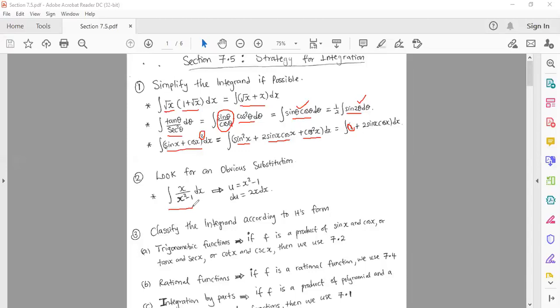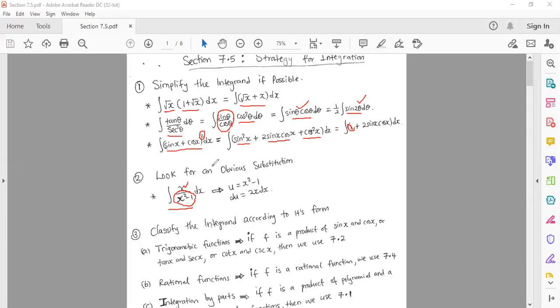Is this a trigonometric integral? Is this a trig substitution? You need to think of a U substitution first. Obviously, if I look at this, if I differentiate this bottom piece here, I get 2x. And there's an x here at the top, which is going to cancel with that derivative. Therefore, U substitution works. All right.